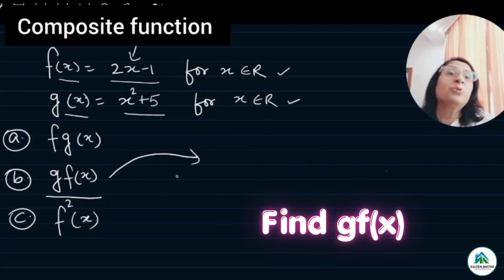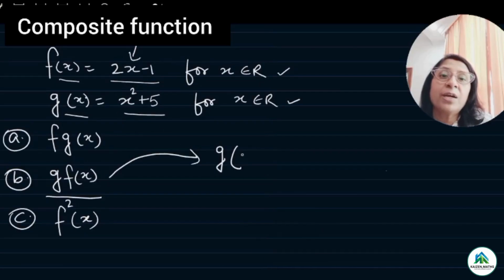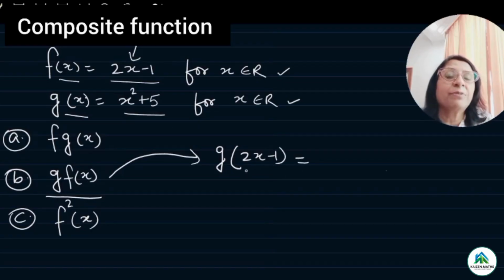We have to find out g of f of x. G as a function and f of x. And what is f of x? 2x minus 1. Right. Now at the place of x, we will write 2x minus 1. So let's write this 2x minus 1 whole square plus 5.